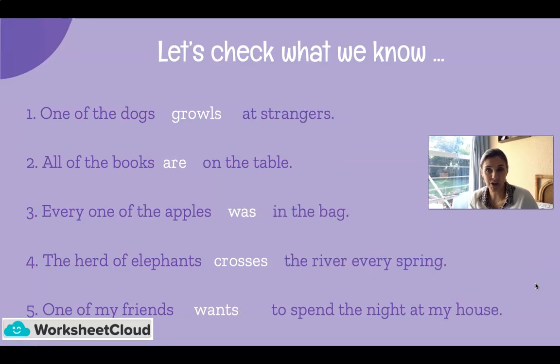Right, here we go. So one of the dogs, so one is singular, growls, so you need your S. Singular subject, singular verb with an S: growls at the strangers. All of the books, so there's a group of them, so it doesn't need is, it's already plural. All of the books are on the table. Number 3, every one of the apples was in the bag. So one was in the bag. The herd of elephants, there is one herd, crosses the river every spring. And one of my friends, singular, needs the S, to spend the night at my house.